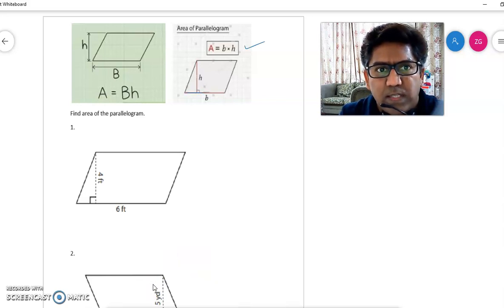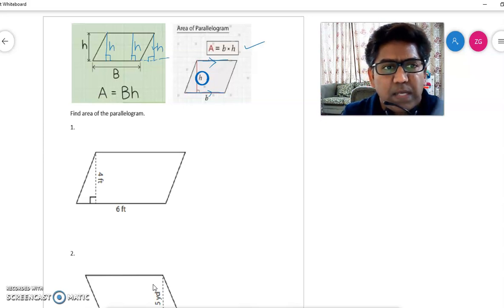Now if you take this side as the base, the height is the distance between the two opposite parallel sides. So the distance between these two blue lines is the height, which is the perpendicular distance between the two sides. So height can be given inside the diagram, like this, it can be given anywhere in between, or it can be given outside the parallelogram also. So all these are the height of the parallelogram, that is the distance between the two parallel sides.